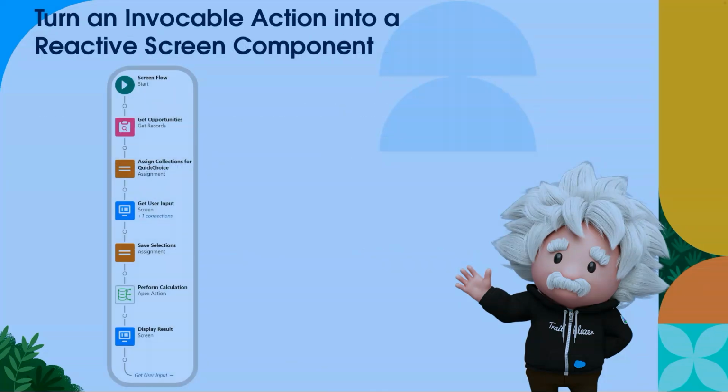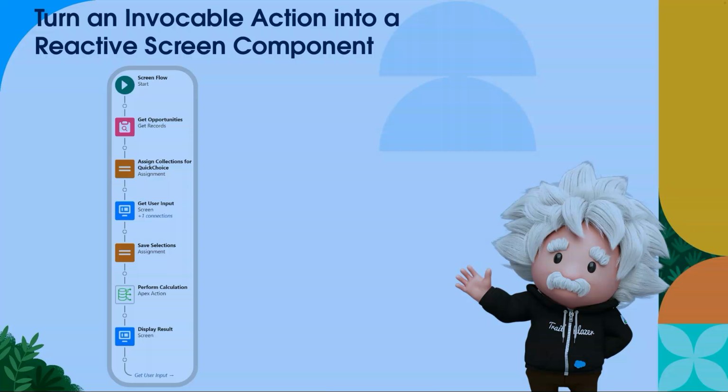Now, we see here on the left-hand side of the slide, this is a typical flow where you may be interacting with the user. You get some records, you get some information, you present a screen. And on that screen, we're looking for some input from the user. In this particular case, I have an invocable action that performs calculations on a collection of records. I give it a collection of records, I give it the name of the field, and I tell it the action that I want to perform on that.